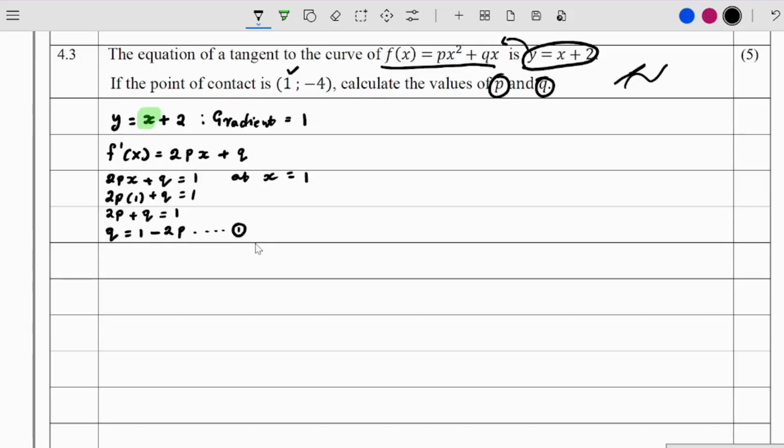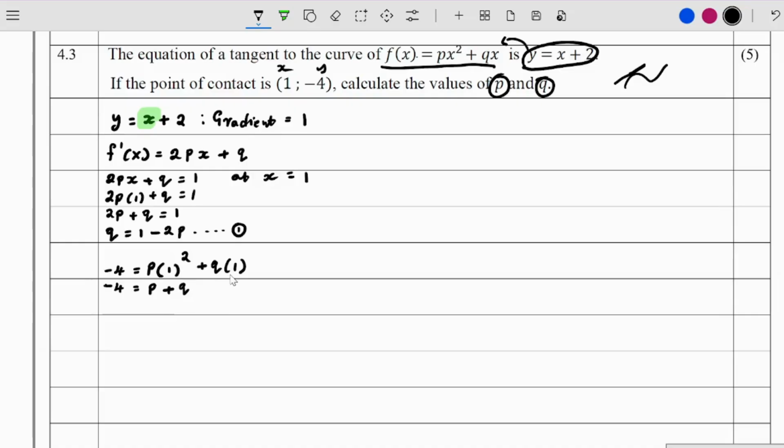Right. Now let's create equation number 2. I'm going to take my points as they are and substitute them into this equation. This one represents the y value, and this one is our x value. Where I see y, I'm going to replace it by negative 4. So negative 4 is equal to p into x, which is 1 squared, plus q into 1. So what does this simplify to? Negative 4 is equal to p plus q.